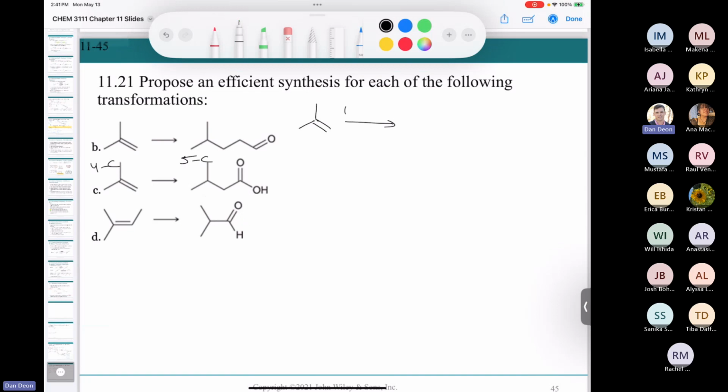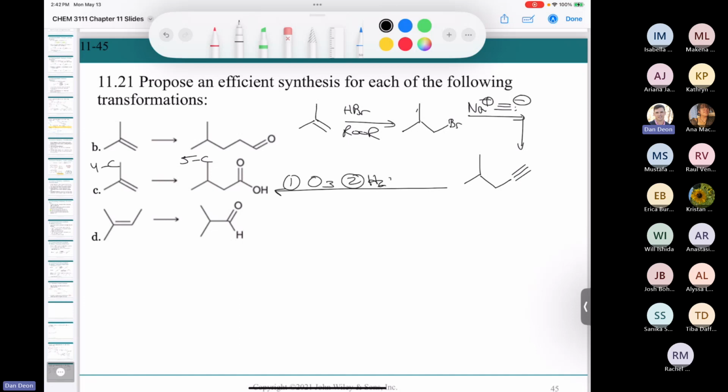So it's going to be HBr and peroxides, which gives us our primary alkyl halide. Then we're going to treat it with sodium acetylide. That's going to give us the alkyne. Again, hard to draw these things at an angle. So we end up with this, and that. And then to give us the final product, step 1 is going to be ozone, and step 2 is going to be H2O.